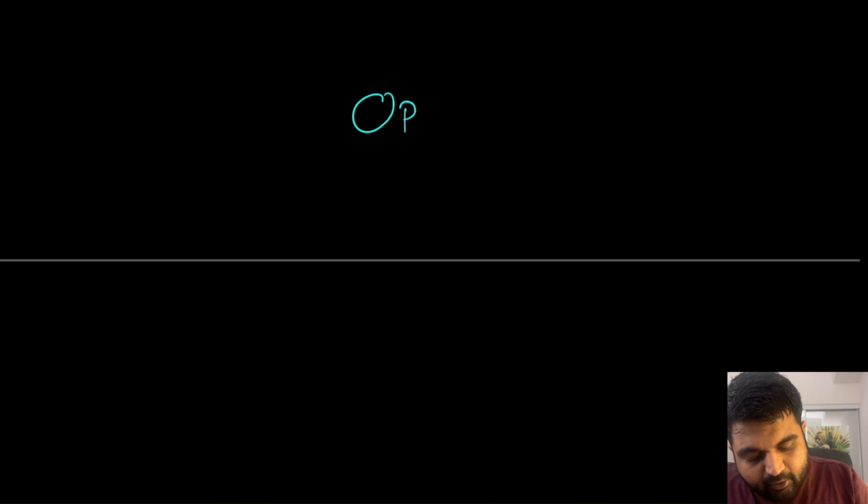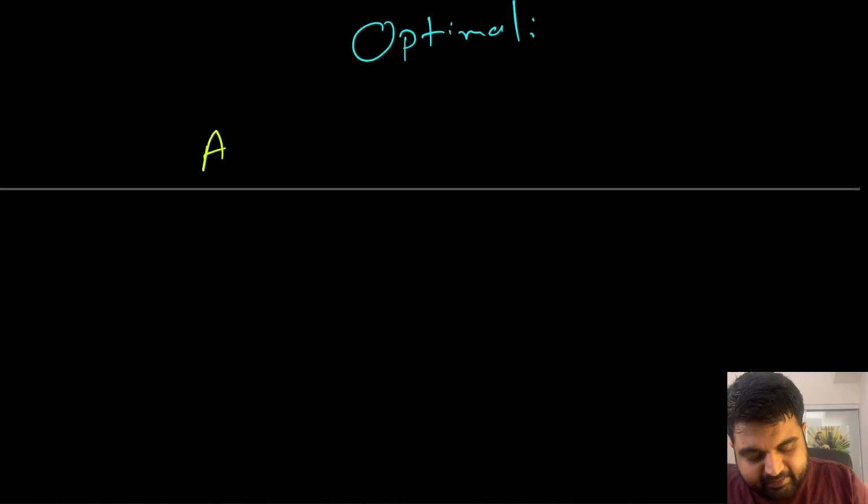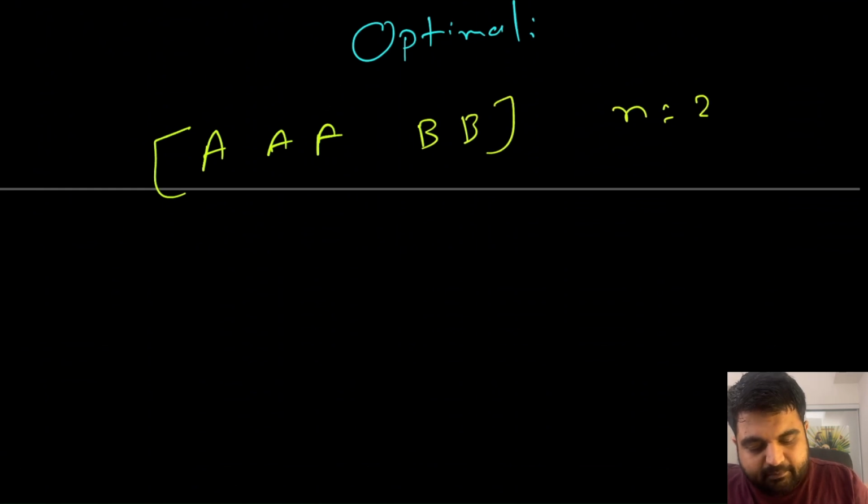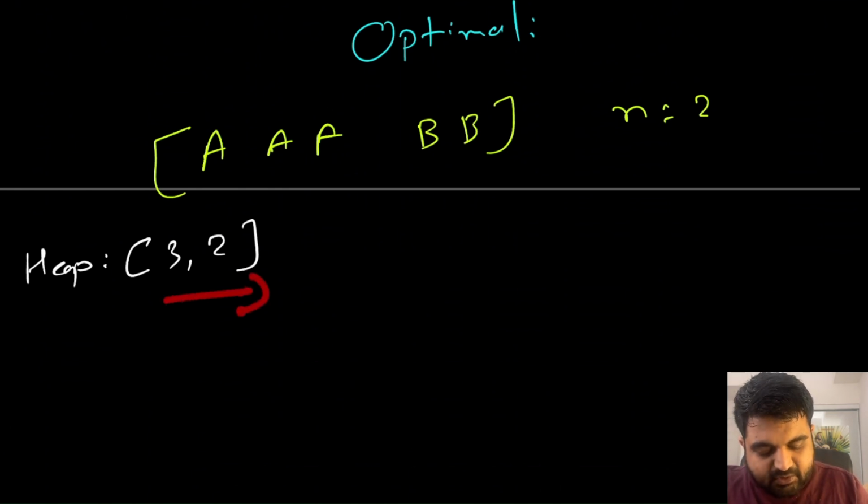So if we see the optimal approach now, it is going to make much more sense. Once again, let's take our example, and we have 3 A's and 2 B's and n is equal to 2. Logically we have our heap. Currently inside the heap we only have values 3 and 2, that is the frequency map.